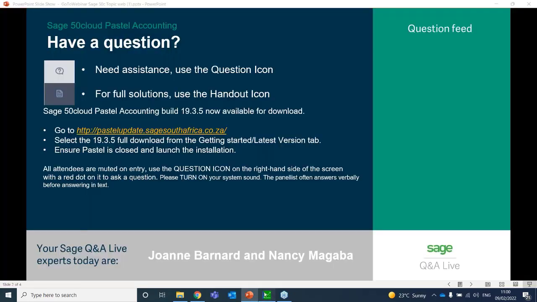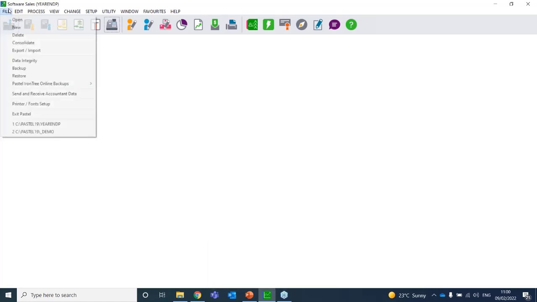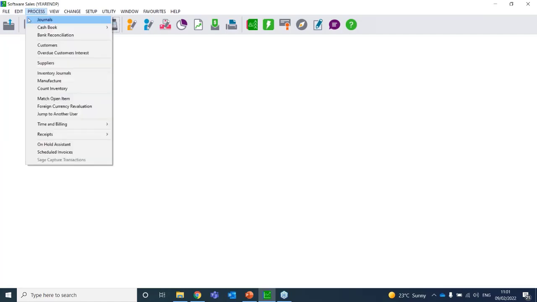If you cannot run it on the machine that is registered as a server where the company actually resides, and if you don't know where that is, you go to File, Open.